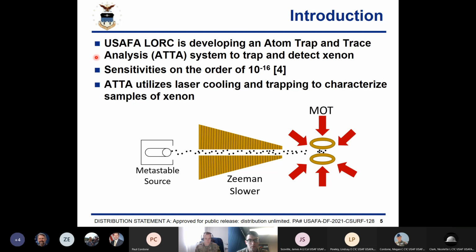So to overcome these obstacles, the Laser and Optics Research Center here at the Air Force Academy is developing an atom trap trace analysis, or ATA, system that overcomes these barriers in selectivity and also offers increased sensitivities. In fact, we estimate that for every 10^16 atoms of background gas, we can pick out 1 atom of interest. And the way our system is able to do this is because it utilizes laser cooling and trapping.